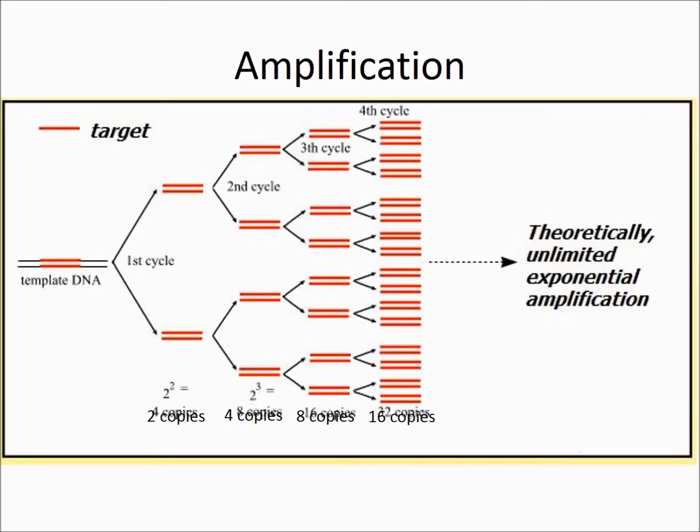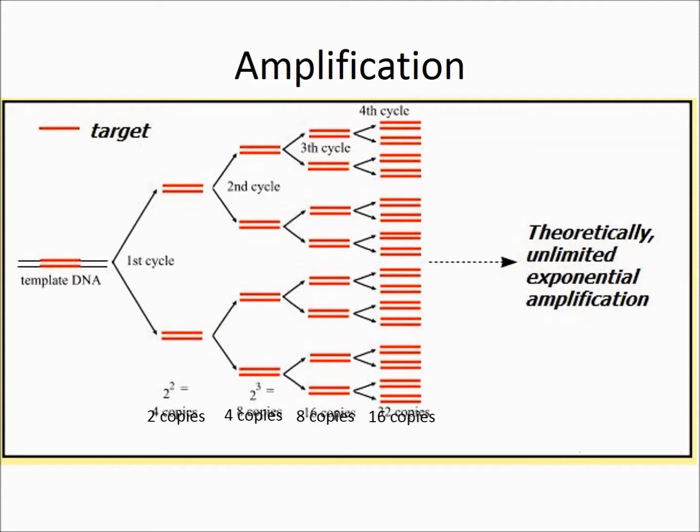This is a schematic representation of the amplification achieved by PCR. On the left is labeled the template DNA. That might be the DNA found at a crime scene. PCR will just amplify a section of that template DNA called the target. After 1 cycle of PCR, there would be 2 copies of the target. After 2 cycles, there would be double, 4 copies. After 3 cycles, 8, etc. So theoretically, there's an unlimited exponential amplification that is possible.